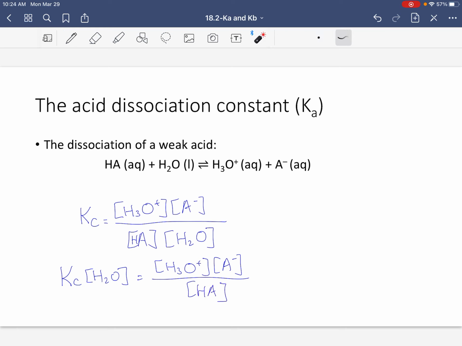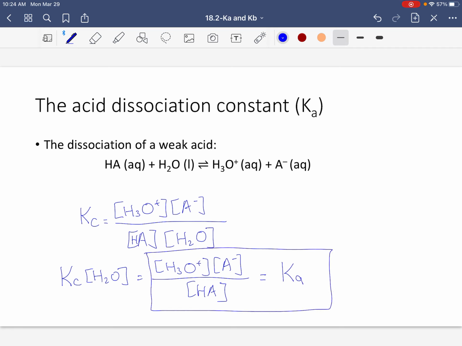Okay, this equation right here is an abbreviation of what we are talking about. That is Ka, the dissociation constant for whatever weak acid you are talking about. And we will definitely elaborate on this a whole lot more as we move along. So let's talk about Kb, its cousin.